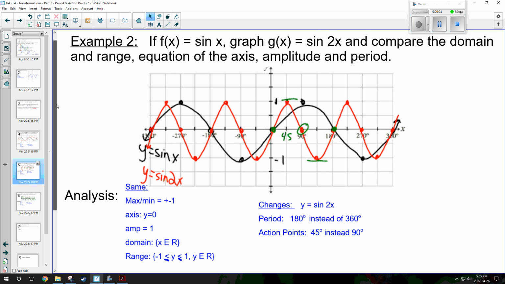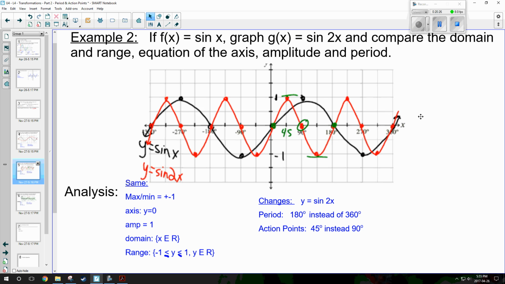So first, for example number 2, your graph should have looked something like this, where black is your y equals sine x graph, red is your y equals sine 2x graph. For things that are the same, the maximum and the minimum were still positive, negative 1. Our axis was still y equals 0. Our amplitude was still a value of 1. Our domain was still x is in the reals. And our range was still in between negative 1 and 1. Otherwise, y can be in the reals.